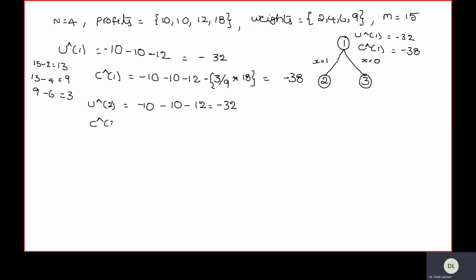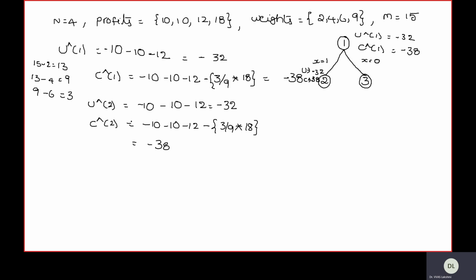For the lower bound of 2, we are going to consider the same value we obtained as the first one, that is minus 38. So this is the calculation of the lower bound. So here the upper bound of 2 is minus 32 and the lower bound is equal to minus 38.